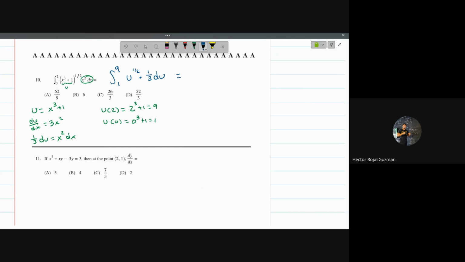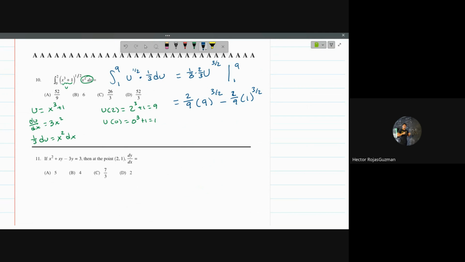This antiderivative becomes 1/3 u to the power of 3/2. But then you have to divide by this new exponent, or in other words, times 2/3. Just basically multiply by the reciprocal. Evaluate it from 1 to 9. So 2/9 times 9 to the power of 3/2 minus 2/9 times 1 to the power of 3/2.